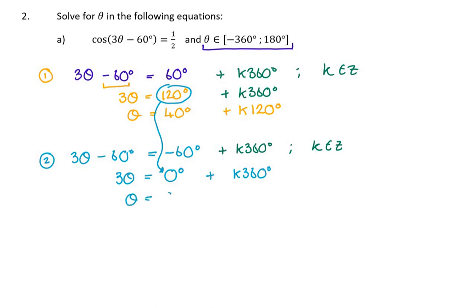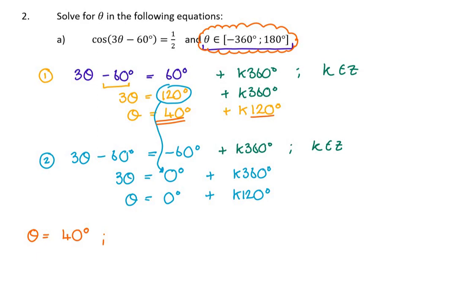So now when I divide by 3, I still get 0, but you divide everything by 3. So this is still k120. Now normally that would be my answer. So either my answer would be 40 plus k120 or 0 plus k120. However, they gave me a specific domain here. So now I need to go to see which of these solutions actually fall in that domain. So what we do is we just start. And we say, right, let's start with 40 degrees. Is that acceptable? Yes, it is, because it's between minus 360 and 180.